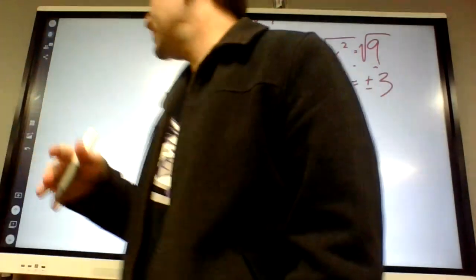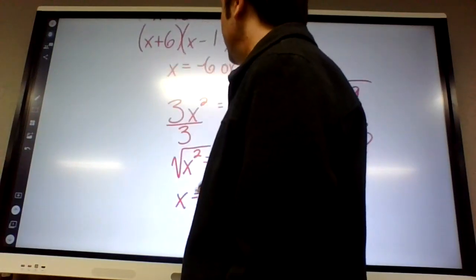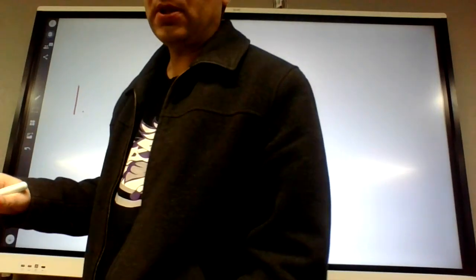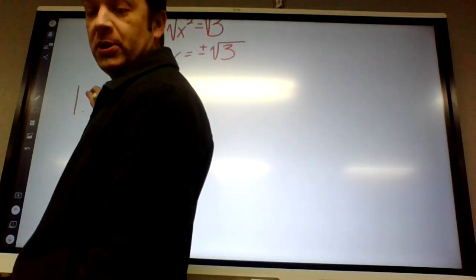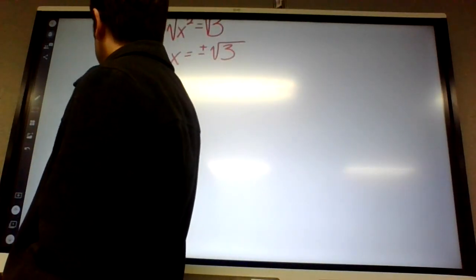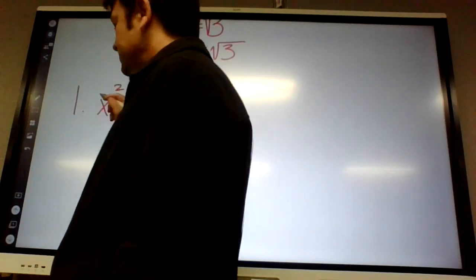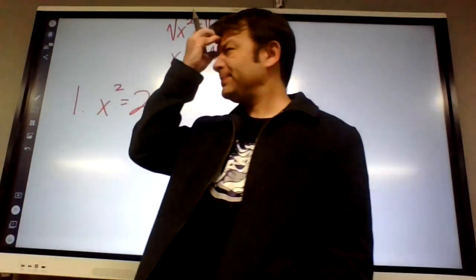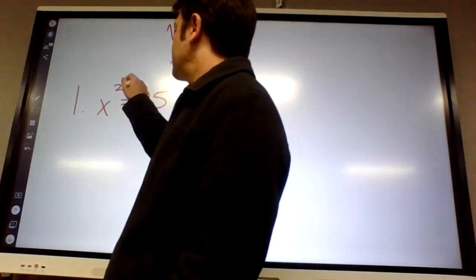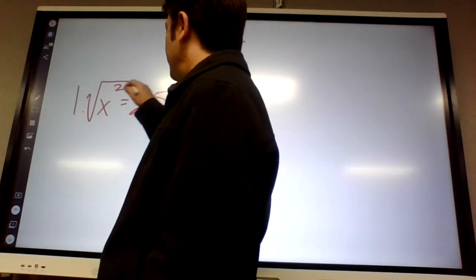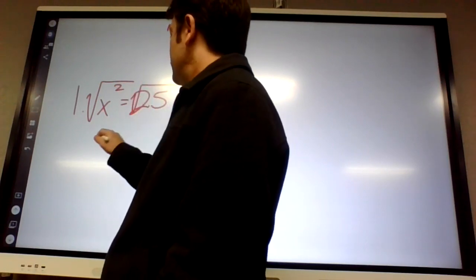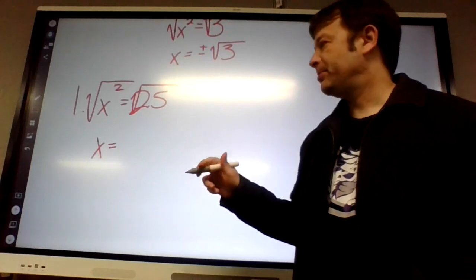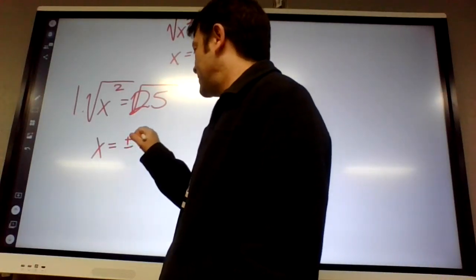Alright, that's not the whole lesson, but that's part of it. So let's jump in here and see how it goes. Number 1, x squared equals 25. Okay, so what's my first step again? Square root, to get rid of the squared. So x would equal what? Plus or minus 5.